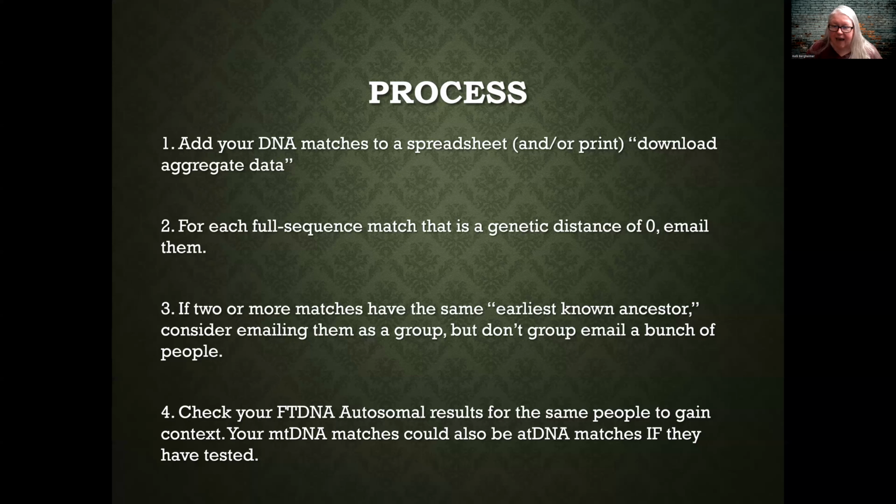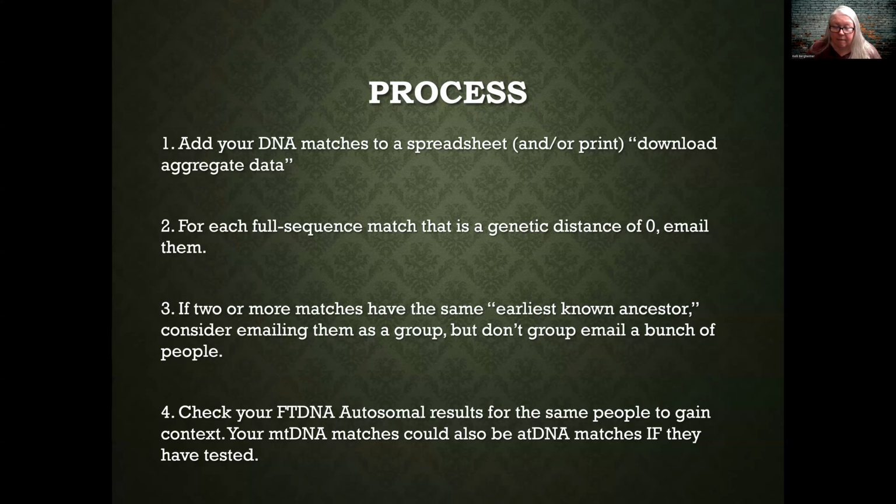So if two or more matches have the same earliest known ancestor, consider emailing them as a group. One general rule of thumb for emailing on any of these sites is you don't want to mass email. You don't want to add everybody in your match list to one big email. But what I have done is if I notice two people have the same Mary Elizabeth Gearhart, I might email both of them together. But don't do a bunch of emails. Don't do a bunch of spam kind of things.